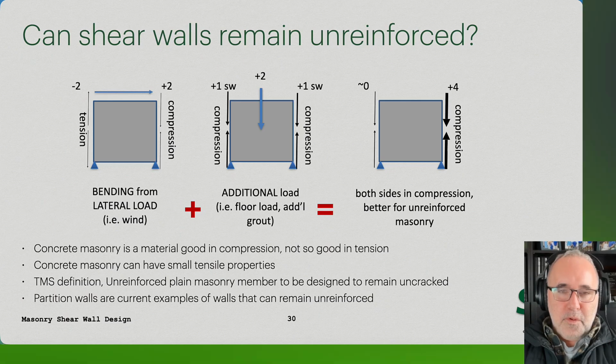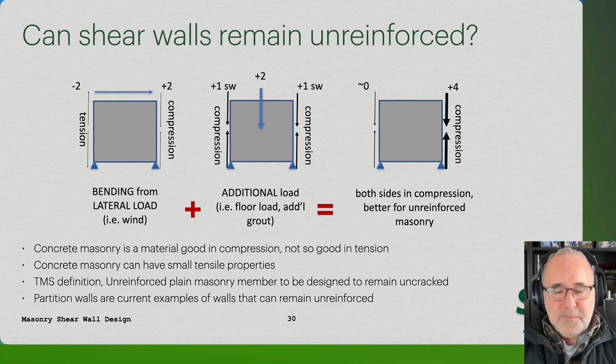Where the walls are going to land, can it actually be unreinforced? Well, if you have enough self-weight plus additional load, you maybe don't even have any tensile forces in your design, because concrete masonry is a very good material in compression, not so good in tension. We know that we have small tensile properties, but if we can have self-weight plus some axial force on the wall that keeps the wall from having any tensile stresses, that certainly allows the unreinforced masonry member to remain uncracked, and that can work pretty well.